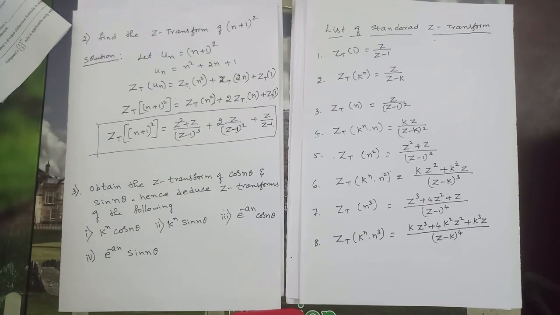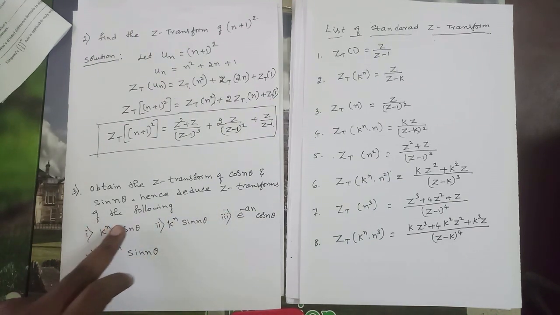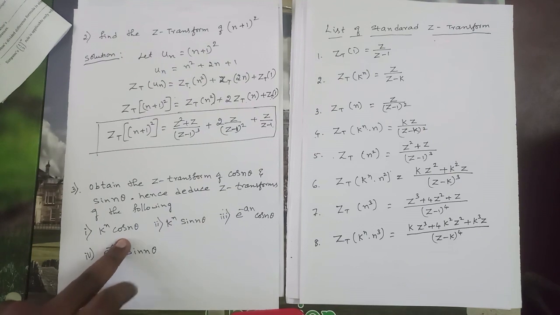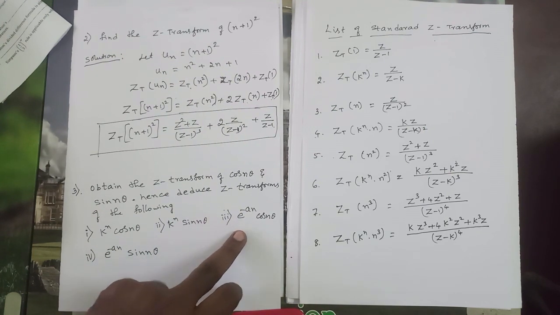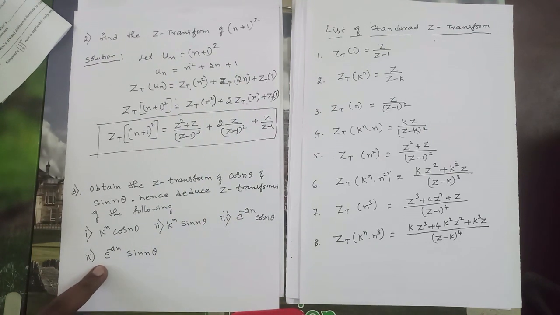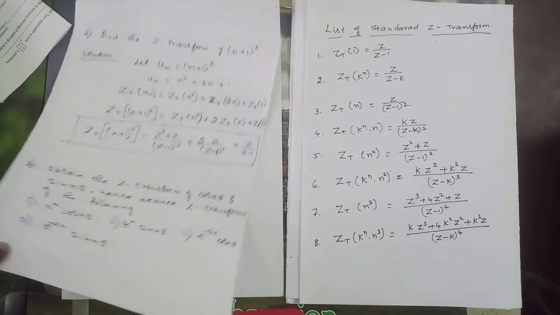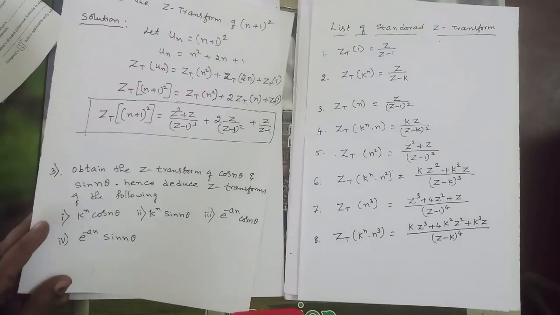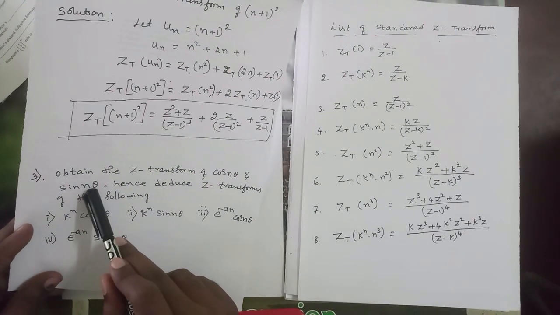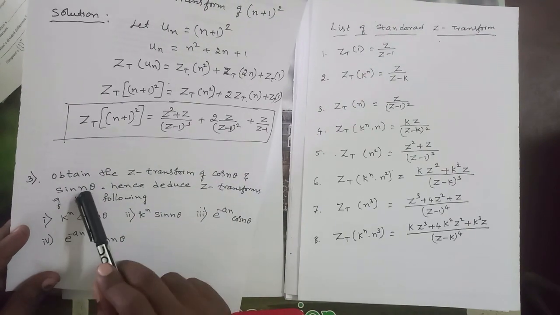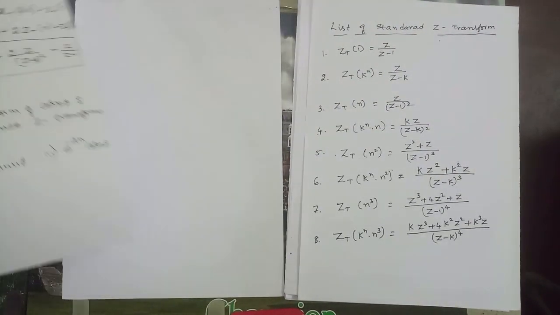So remember this one: once you have obtained the z transform of cos n theta and sin n theta, hence deduce the z transform of the following. First one, k to the power of n into cos n theta, k to the power of n into sin n theta, e to the power of minus an into cos n theta, e to the power of minus an into sin n theta. So first you have to find out the z transform of cos n theta and sin n theta.